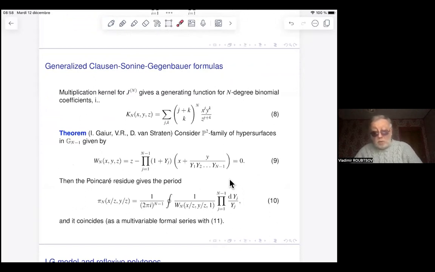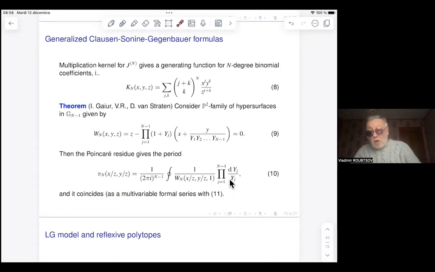This is the exact theorem which we proved. Let's consider a Landau-Ginzburg polynomial, which depends on x, y, and z, and it has the following Dwork type expression. Then the Poincaré residue gives you this formula, and we proved that this Poincaré residue is exactly our kernel for the n-formal series representation for n Bessel. So this is a very nice observation.